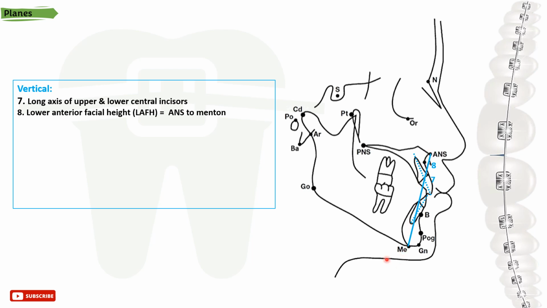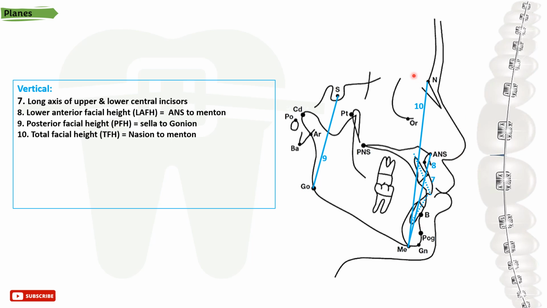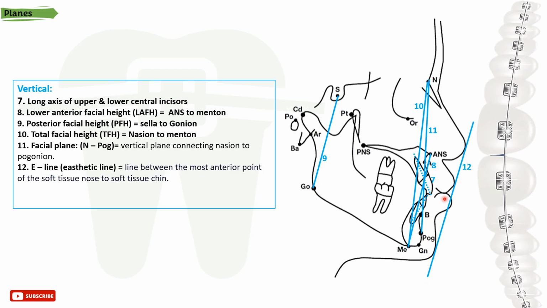Posterior facial height extends from sella to gonion, and total facial height extends from the nasion to menton. Facial plane is a vertical plane connecting nasion to gonion. E-line or aesthetic line is a line between the most anterior point of the soft tissue nose to the soft tissue chin. The Holdaway or H-line is a line between the outer prominent surface of the upper lip, or a tangent to the upper lip, to the soft tissue chin.